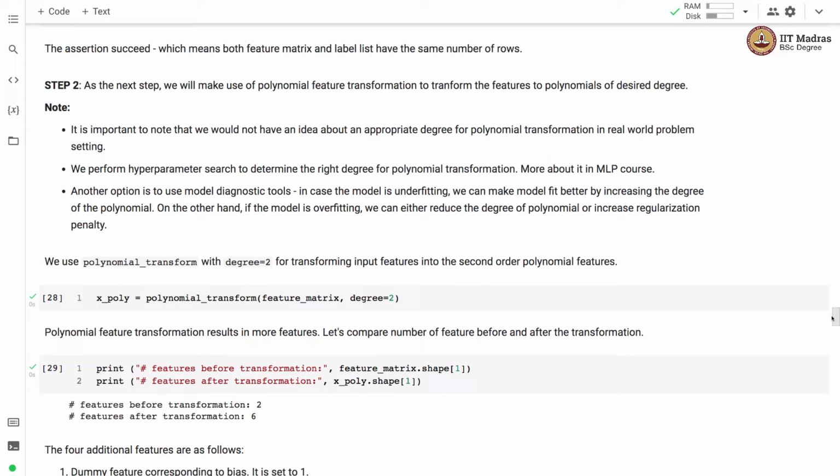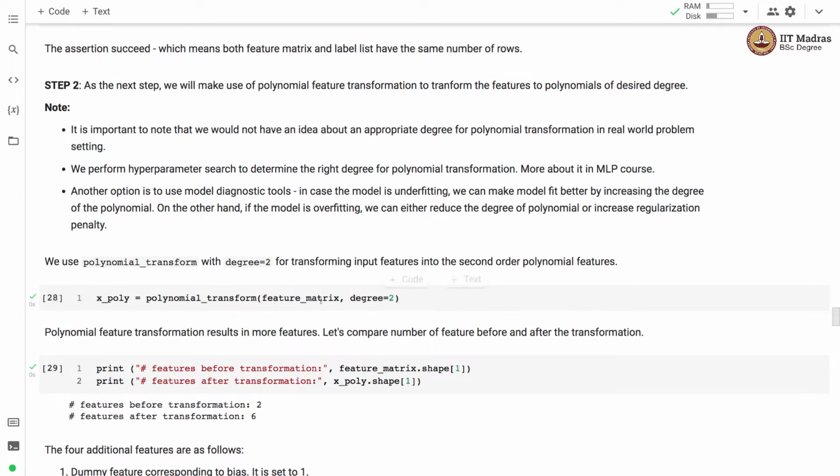Another option is to use model diagnostic tools. We have discussed it in the initial part of the machine learning techniques course. In this case, if the model is underfitting, then we need to increase the degree of polynomial. On the other hand, if the model is overfitting, we can reduce the degree of polynomial or increase the regularization penalty.